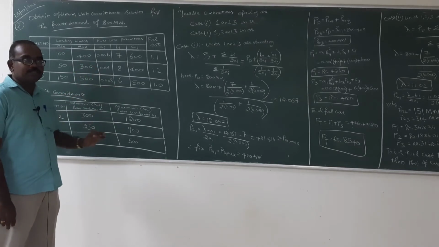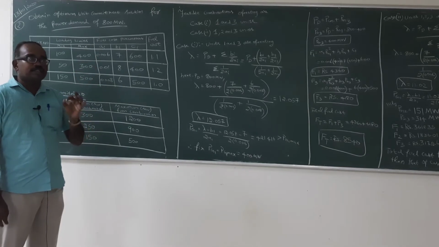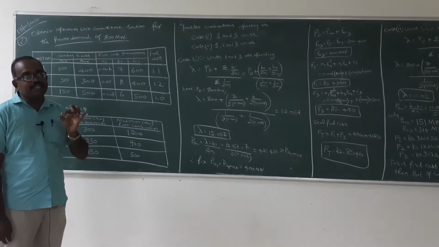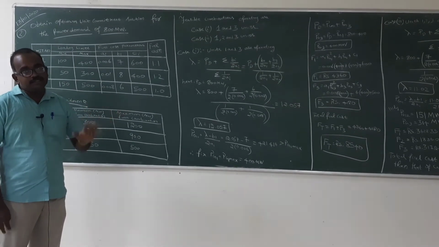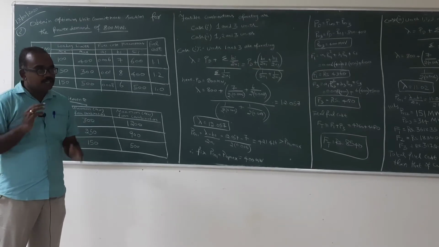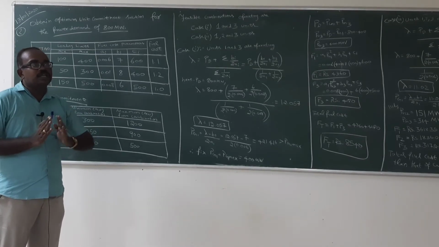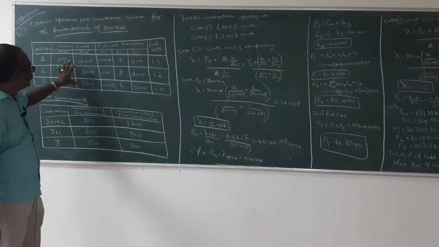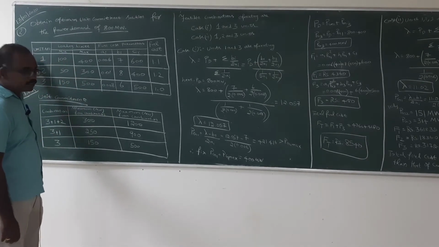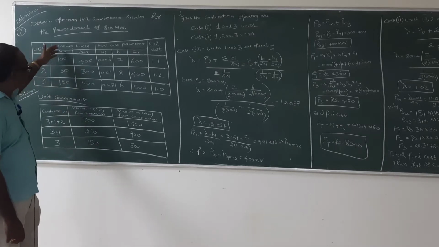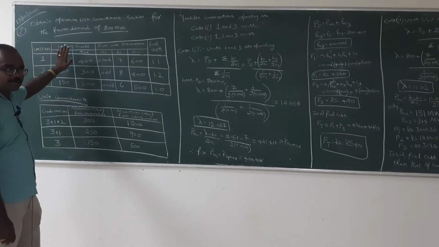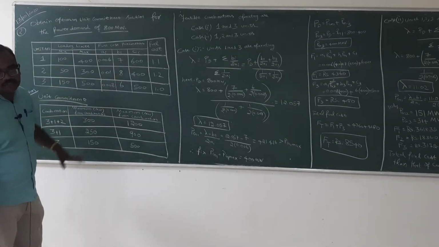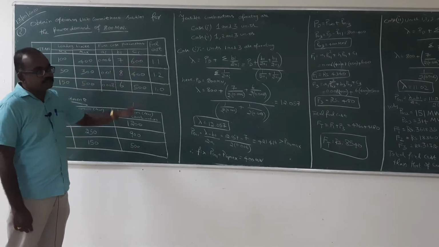What they are asking is, in order to provide the 800 megawatt demand, how efficiently we can commit the units. Commit means how efficiently we can use the individual units. So that's the question. The data are the same: the units 1, 2, 3, their respective loading limits, maximum and minimum limits, and the fuel cost parameters. Fuel cost can be represented as Ki.